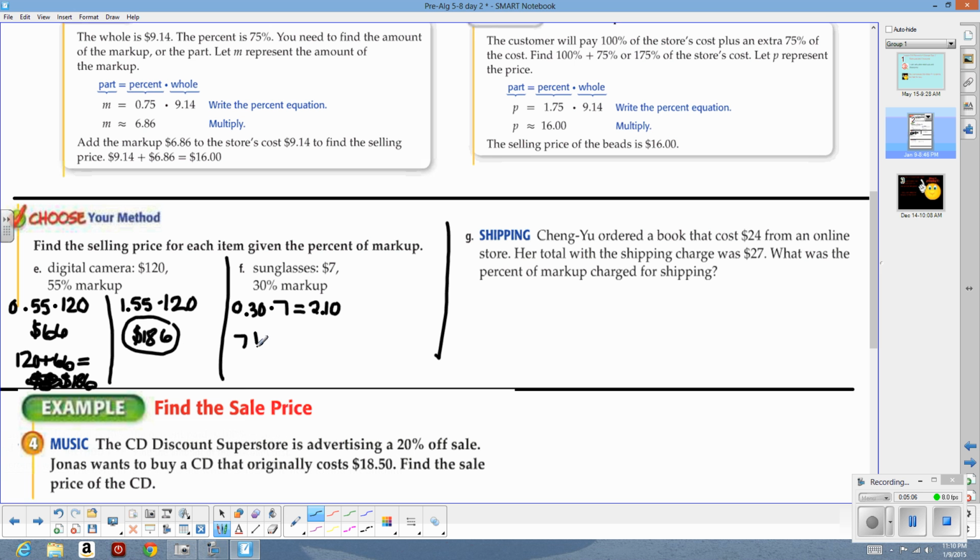So $7 plus the markup of $2.10 means they're going to sell those sunglasses for $9.10.